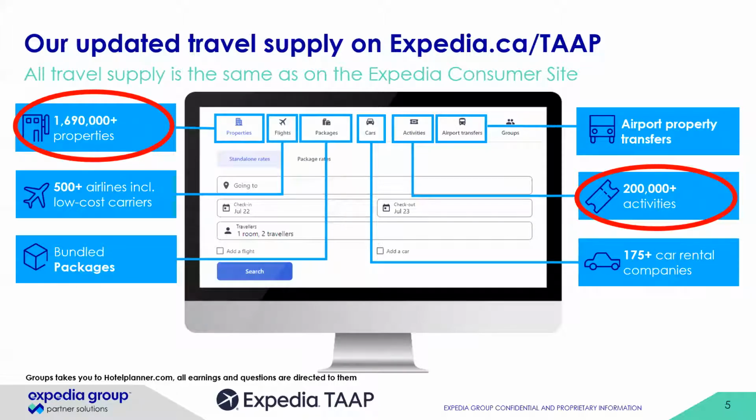site. Expedia TAAP's platform includes higher compensation for accommodation B2B rates as well as mentioned. So this will give you an exceptionally wide range of travel products worldwide. So these will include more than 1.6 million properties in over 200 countries, along with flights from over 500 airlines, which include low-cost carriers. You'll have access to more than 175 car rental companies and over 200,000 in-demand activities around the world.